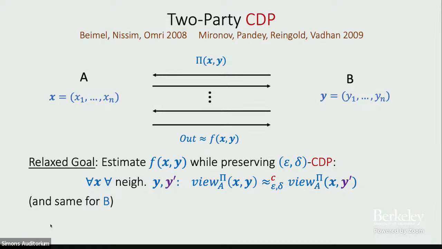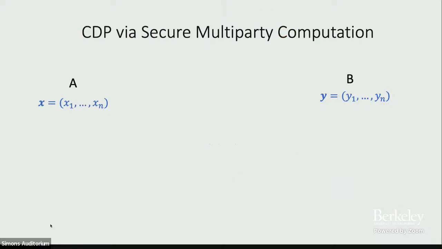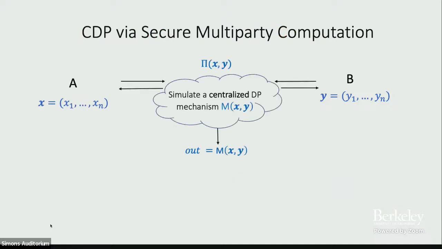So now we have a definition of computational differential privacy, and now we can use multi-party computation in order to simulate any centralized mechanism in the two-party case.